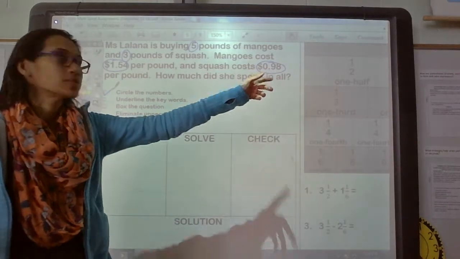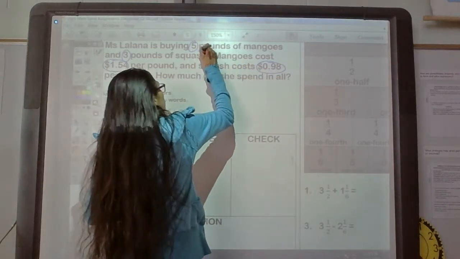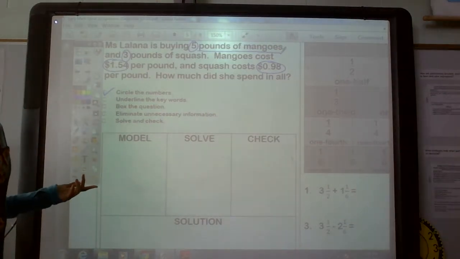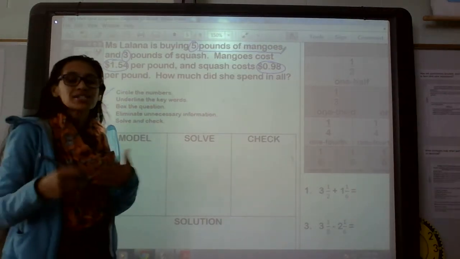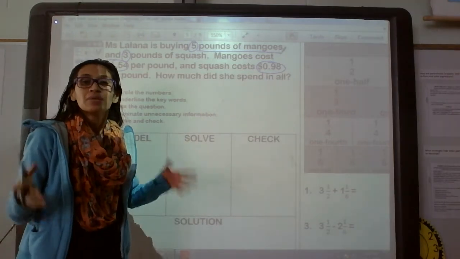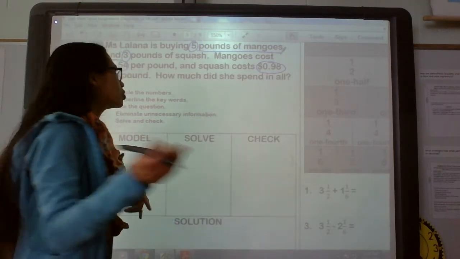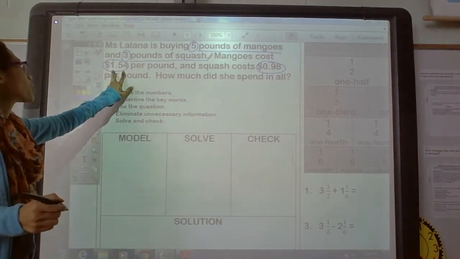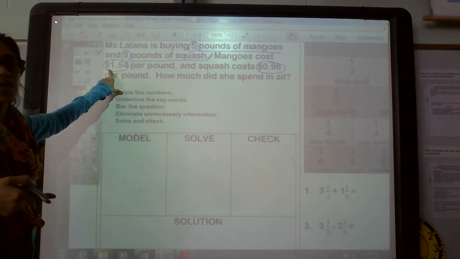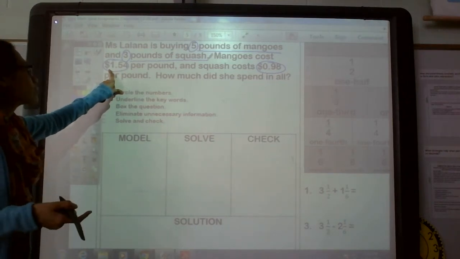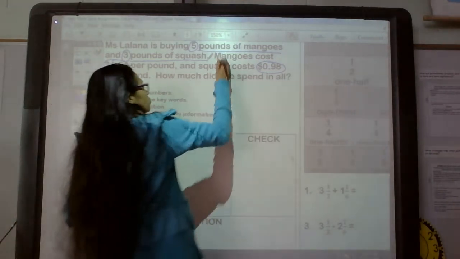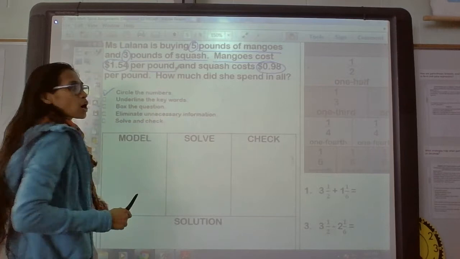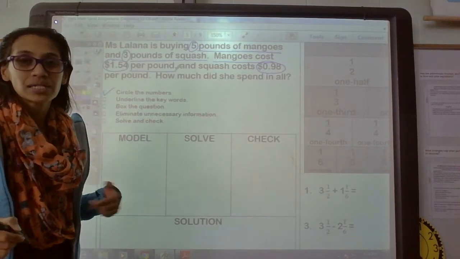What is the unit? Pounds of mangoes. Bam. All right. What about that 3? What's the unit for that? Pounds of squash. Now, don't just say pounds. Be specific about what it is so you know how to solve it. Now, the $1.54, there's the unit right there, dollar. But what are the keywords that go with it? That's about the mangoes. Now, is it for one mango? No, the mangoes cost that much per pound. Per means what? For each pound.